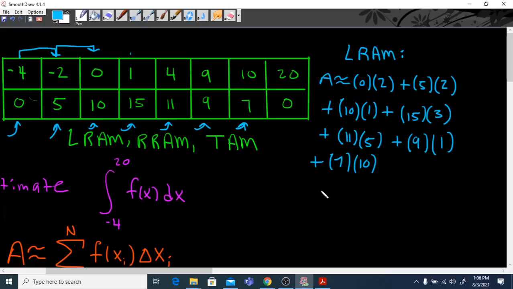Now we can simplify. 0 times 2 is 0, plus 10, plus 10, plus 45, plus 55, plus 9, plus 70. Let's see, 55 plus 45, what's that going to be? 105? No, not 105. 100. 100 plus 70 plus 29 is 199.